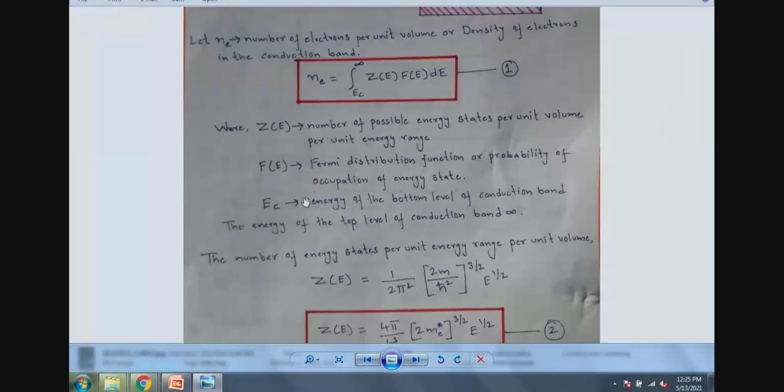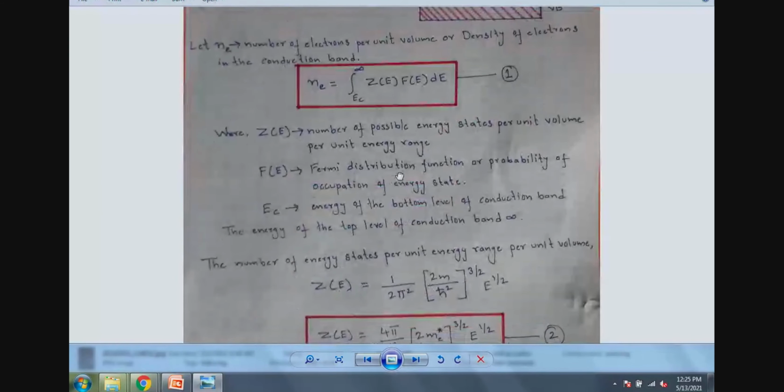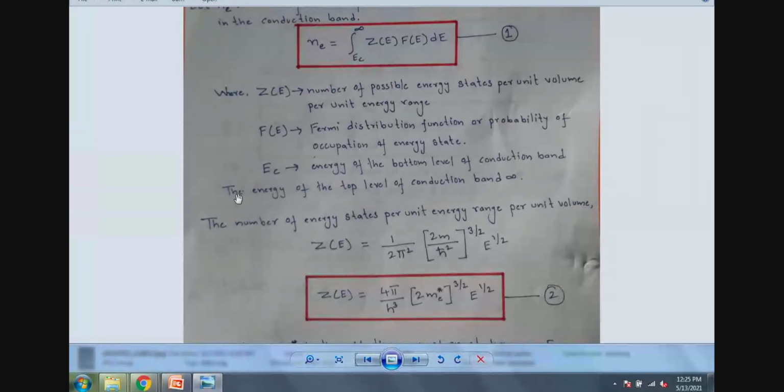Making use of that, we can write the Fermi distribution function, the probability of occupation of an energy state, that is called F of E. Here EC is nothing but the energy of the bottom level of the conduction band, which we are speaking about. Now, the energy of the top level of the conduction band is nothing but infinity.